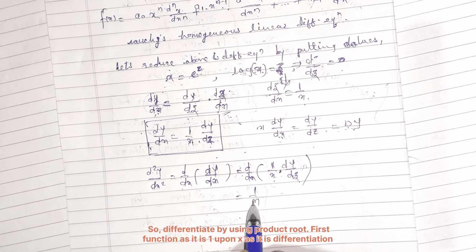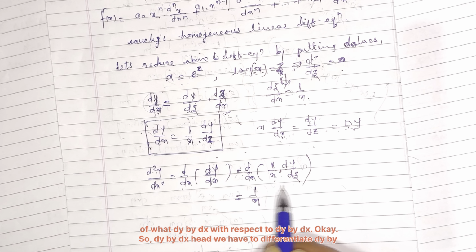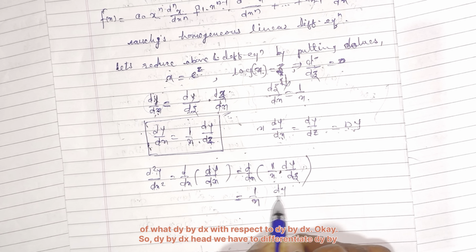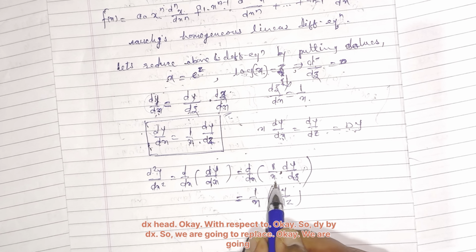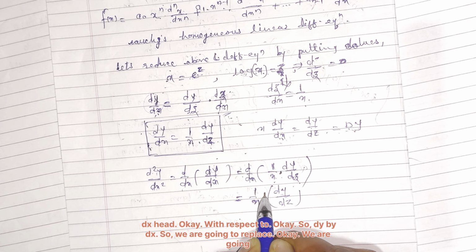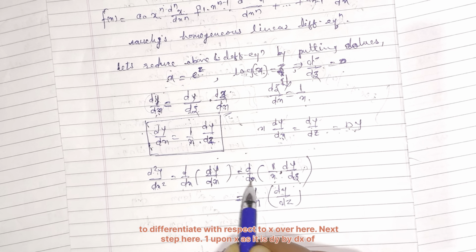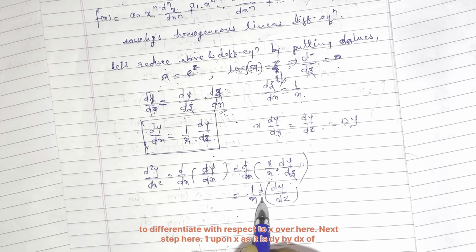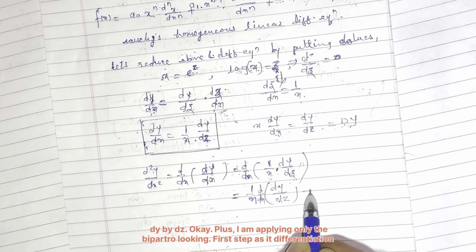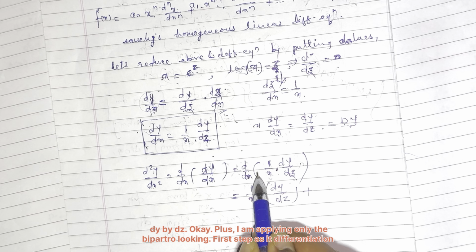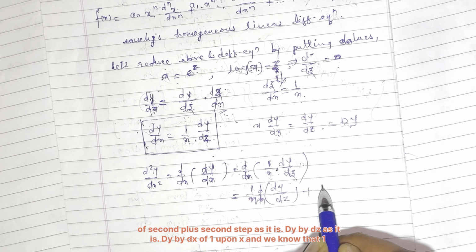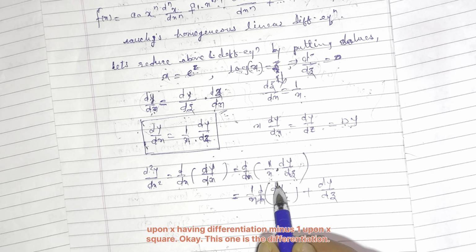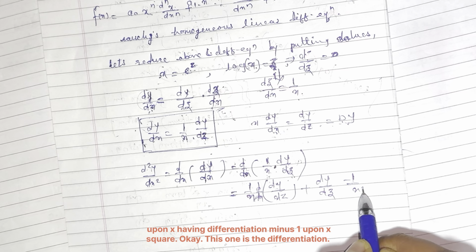Differentiate by using the product rule. First function as it is, 1 upon x, times the differentiation of dy by dz with respect to x, that is d by dx of dy by dz, plus I am applying the product rule: first as it is, differentiation of second, plus second as it is, dy by dz, times d by dx of 1 upon x. And we know that 1 upon x has differentiation minus 1 upon x square. This is the differentiation.